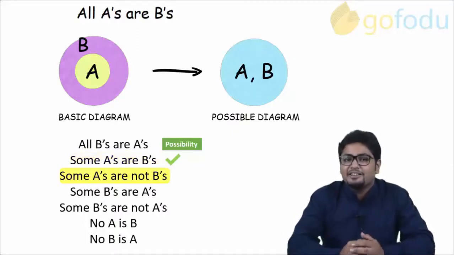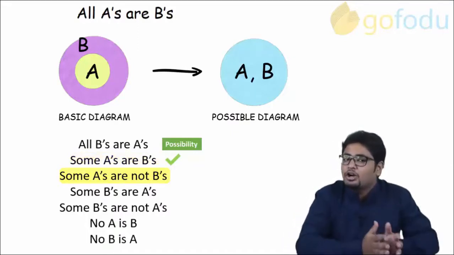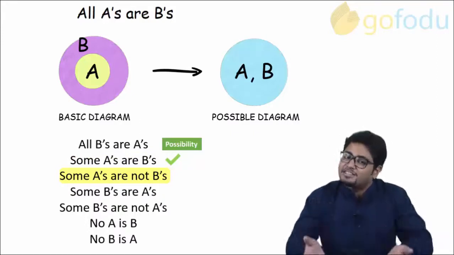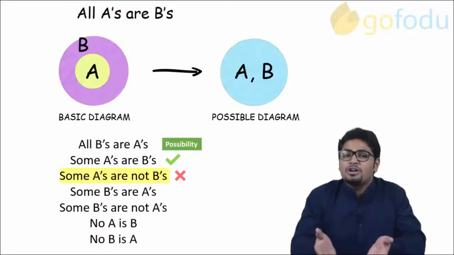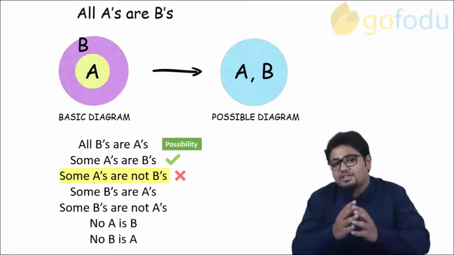Next statement, some A's are not B's. This is definitely false because we know that all A's are B's. So, there is not even one A which is not B.